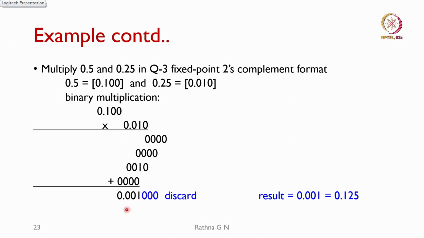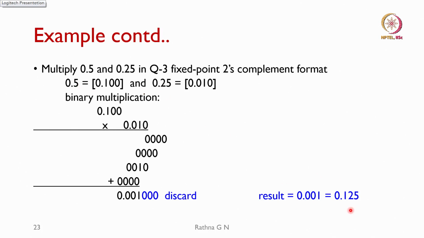Then we will be adding it, and because the input and output format is Q3, I can represent only 4 bits. The LSB bits I will be discarding, which is shown in blue here. All 3 zeros are going to be discarded. The result is going to be 0.001, which is nothing but 0.125. So, 0.5 multiplied by 0.25 results in 0.125 in decimal.